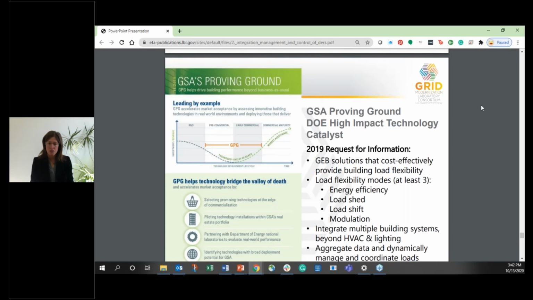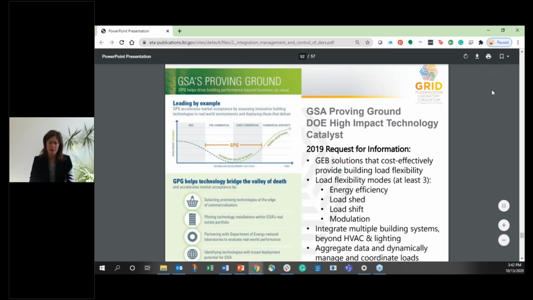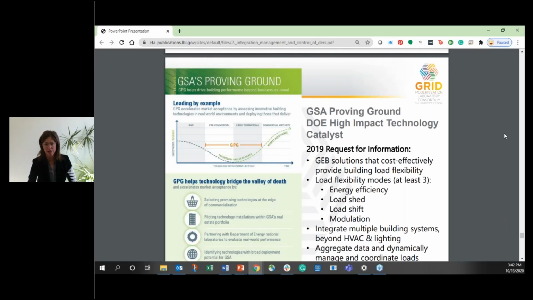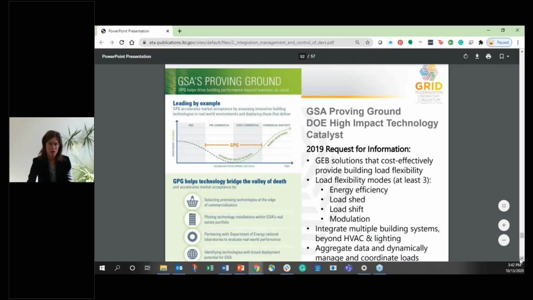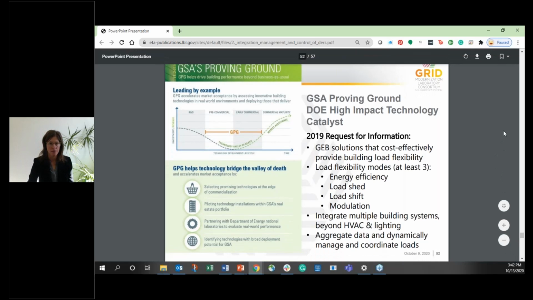But last year's was focused on GEB solutions and more of these comprehensive software solutions that enable multiple flexibility modes and integrate multiple building systems that go beyond integration of just HVAC and lighting, and that can dynamically manage and coordinate the loads.